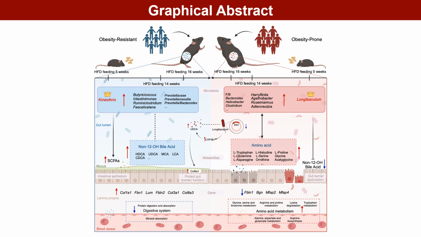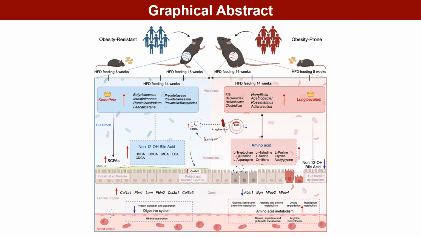In this study, we integrate microbiome, metabolomics, and transcriptomics to investigate obesity-related phenotypic differences and host-gut microbiota interactions in OP and OR mice. Our findings reveal notable differences in bile acid and amino acid metabolism, as well as distinct variations in key bacterial taxa, such as Longibaculum and Kineothrix, between the two groups. Moreover, Kineothrix, Intestinimonas, and Forniella are enriched in both OR mice and OR humans.